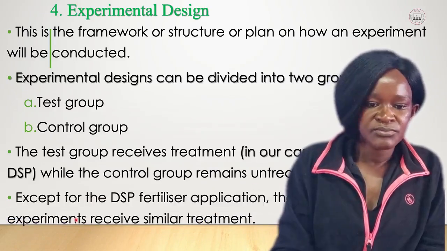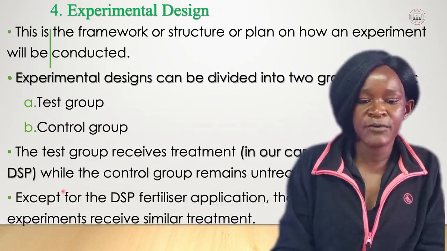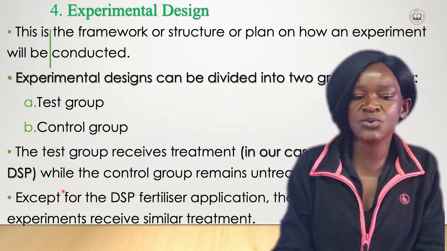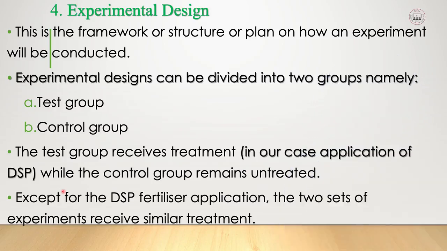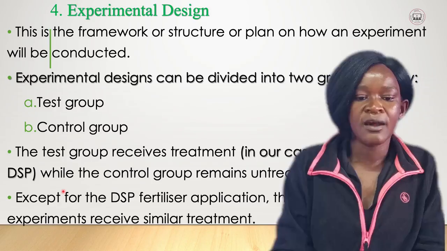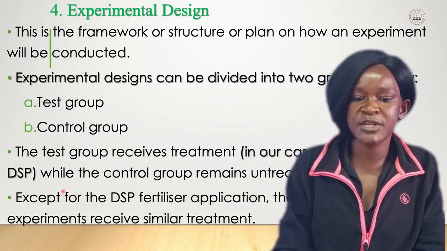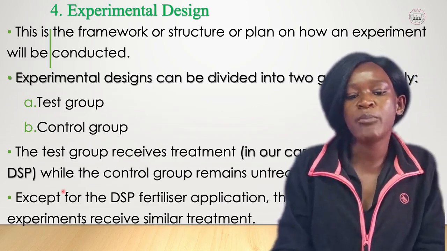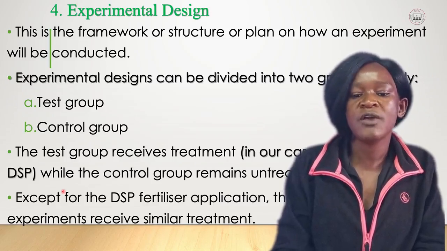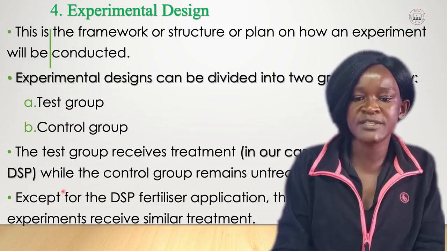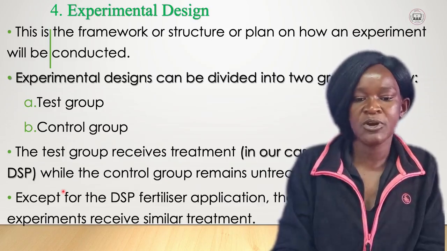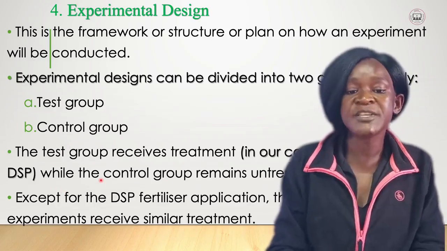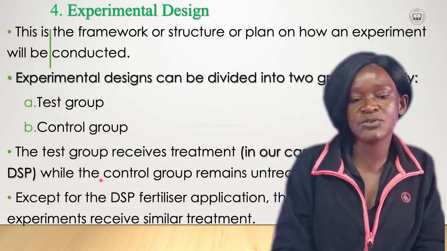For example, we are saying that in one plot we are going to apply GSP fertilizer, while in the other plot we are not going to apply GSP fertilizer. Apart from the difference in the application of GSP fertilizer, the rest of the treatments should be the same. What are we trying to say? We mean that the difference will only be in terms of application of the fertilizer.